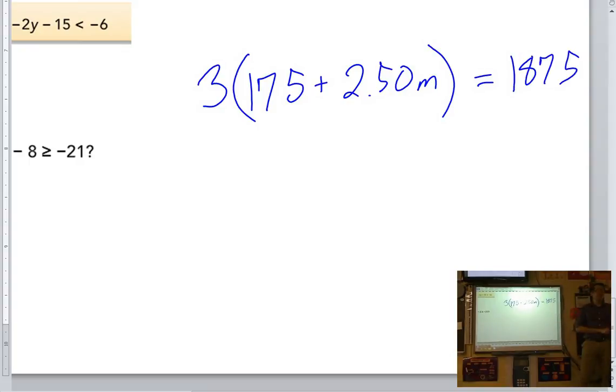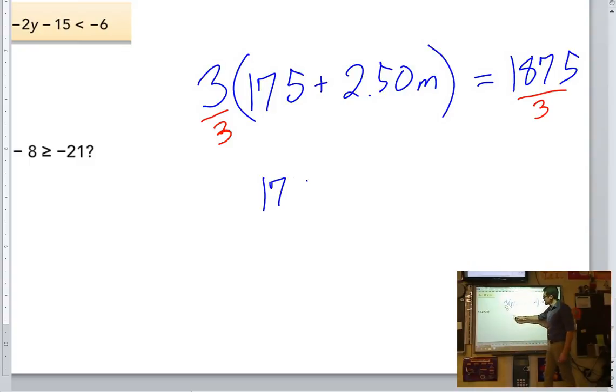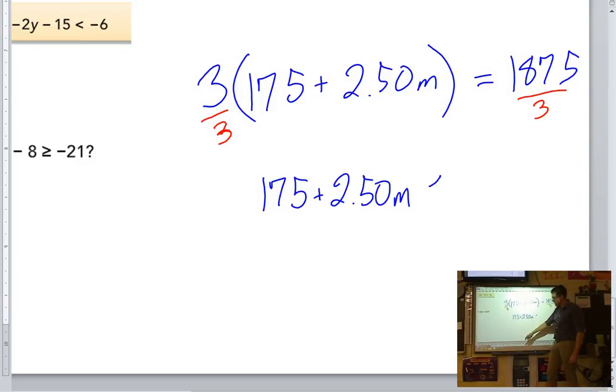Now you could, to start, look at what they paid per bus. To figure out the per bus price, you could divide by 3 over here, and divide by 3 over here. Then we would figure out that the 175 plus the 250 per mile for each bus, we paid $625. So then we could solve it out from there.